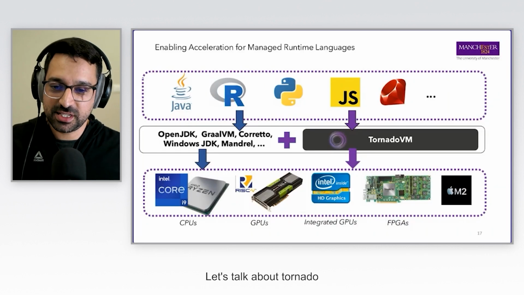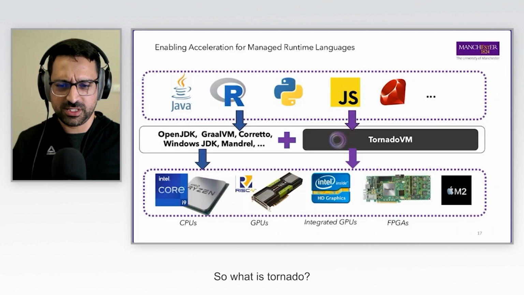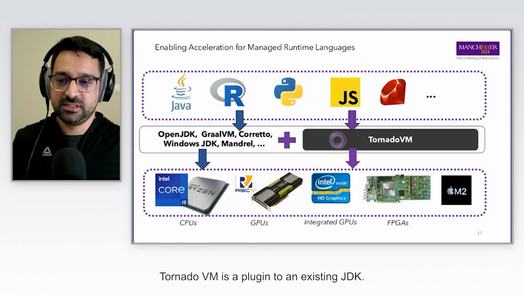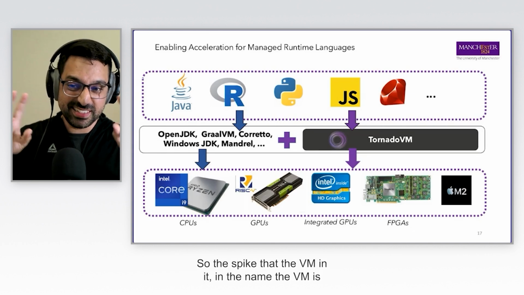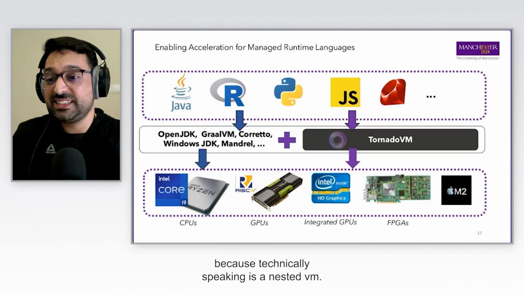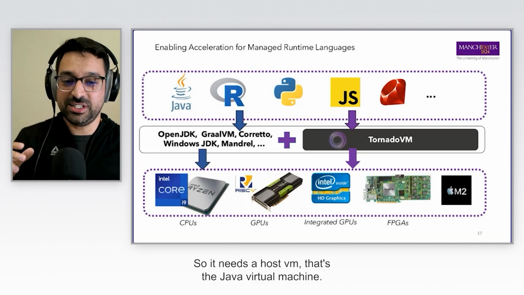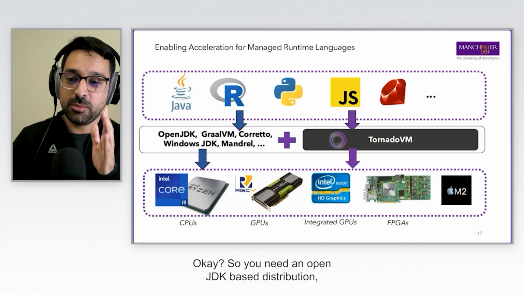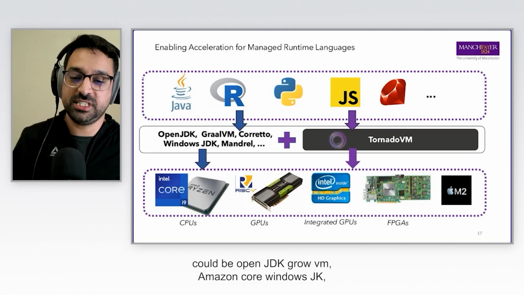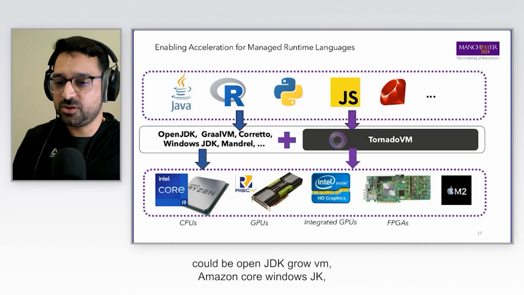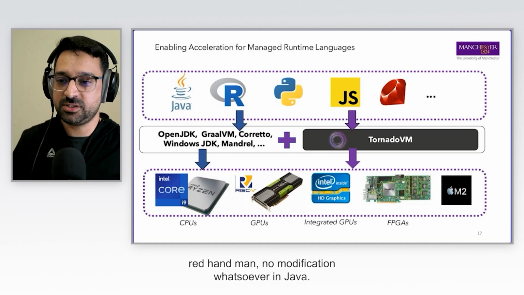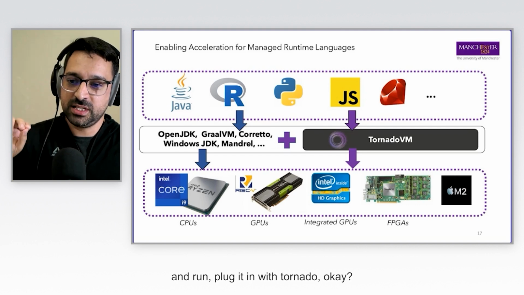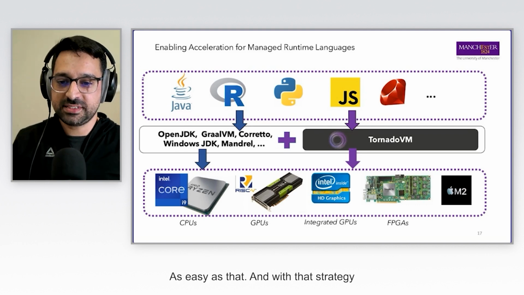Let's talk about Tornado. First, I'm going to give you an overview. So what is Tornado? TornadoVM is a plugin to an existing JDK. Despite the VM in the name, technically speaking it's a nested VM, so it needs a host VM. That's the Java virtual machine. So you need an OpenJDK-based distribution. Could be OpenJDK, GraalVM, Amazon Corretto, Windows JDK, Red Hat Mandrel. No modification whatsoever in Java. Just take that virtual machine and plug it in with Tornado. As easy as that.